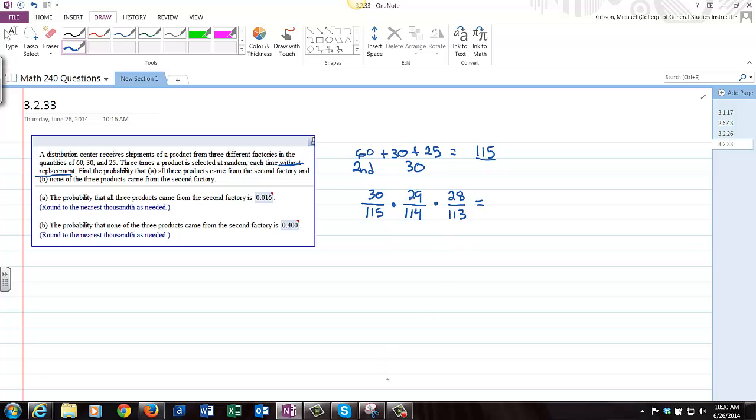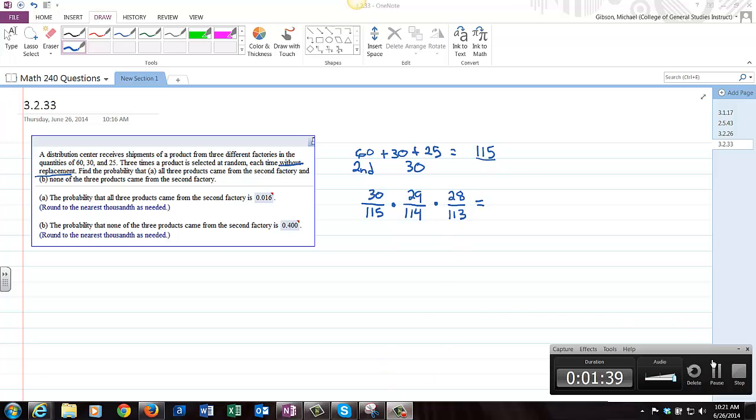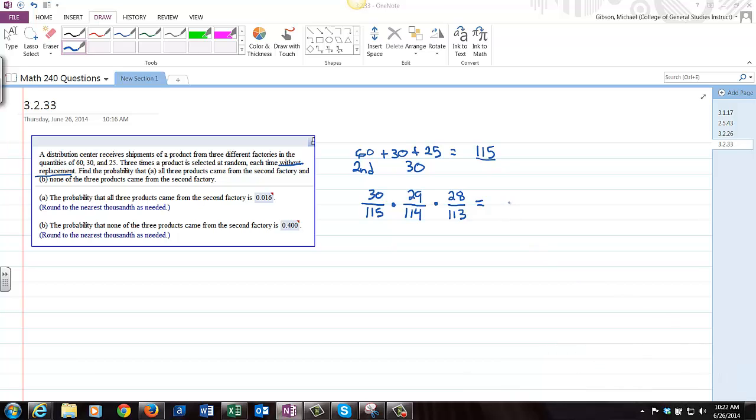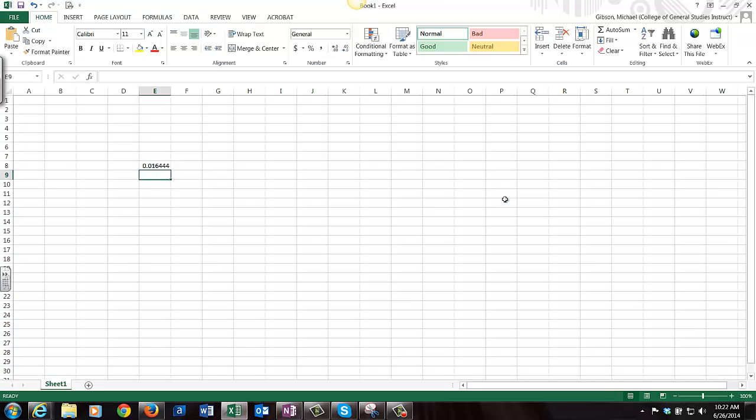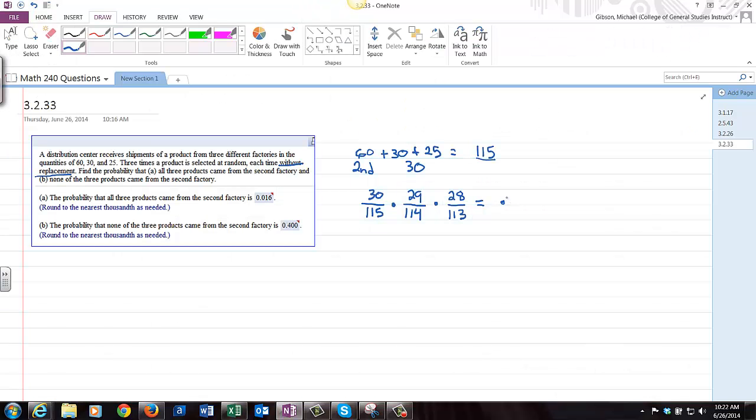Then we just need to multiply that out, and we get as an answer 0.01644, and they say to the nearest thousandth, so that is 0.016. Now, part B, the probability that none of the 3 products come from the second factory.